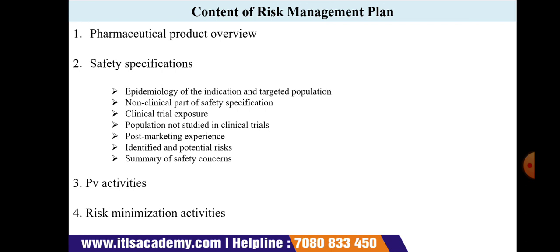Then comes the risk minimization activities. The risk management plan should indicate the objectives of the risk minimization activities, additional risk minimization activities if any, and individual objectives or justification if required, and what the target is for risk minimization, that is, what are the criteria for judging the success. And then comes the milestones for evaluating and reporting.